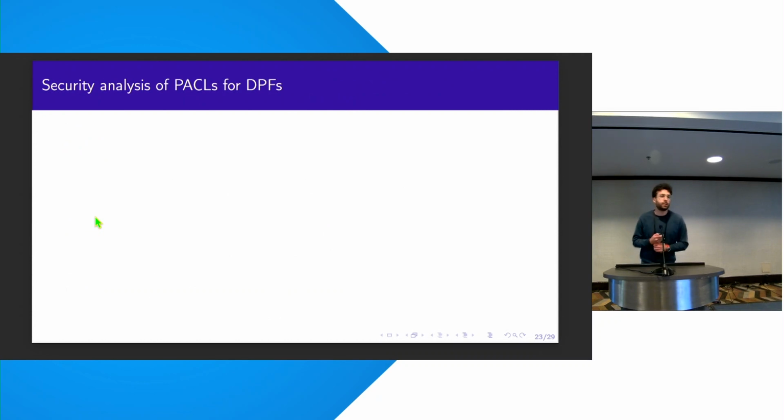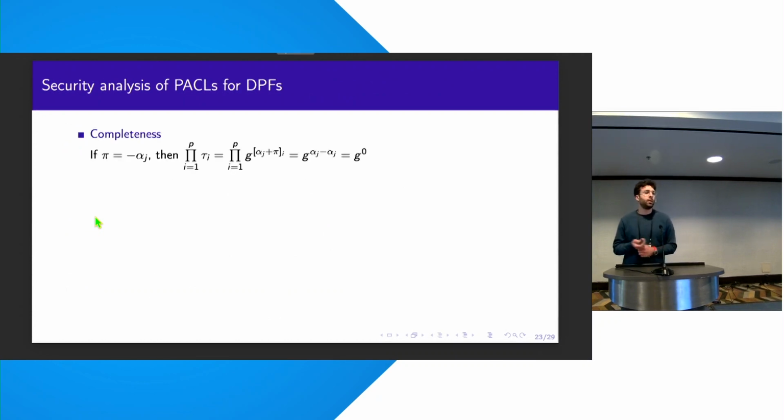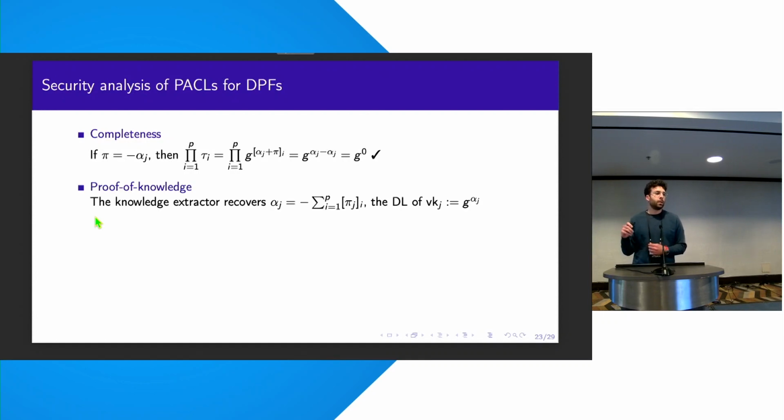So to quickly analyze the security of this protocol, we have completeness, because if the proof pi is actually minus alpha j, then you recover g to the 0. And so this holds. Proof of knowledge holds because from the proof shares, you can recover the discrete log of the verification key.